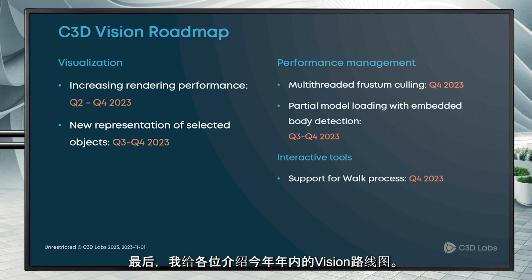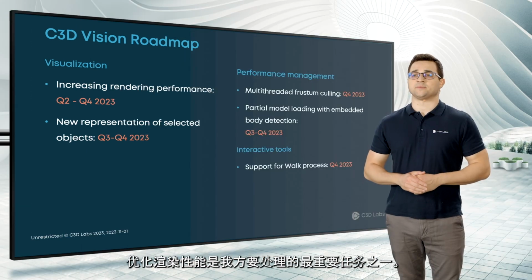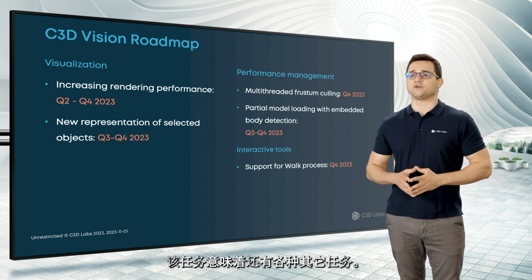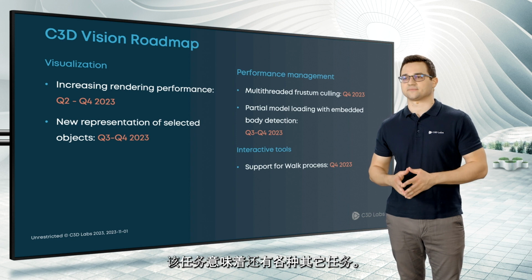And finally, let's see our Vision roadmap until the end of the year. One of the most important objectives is to improve the performance of rendering. It also causes a number of additional tasks.